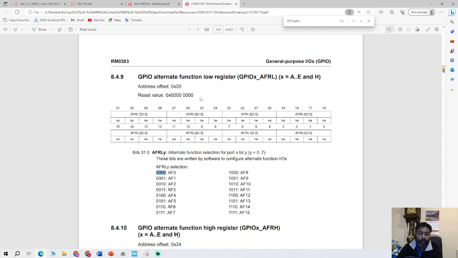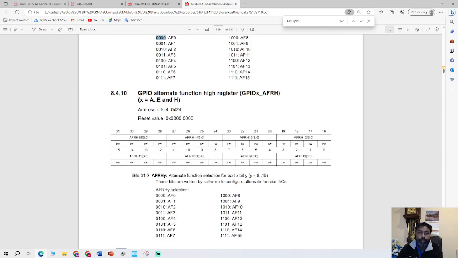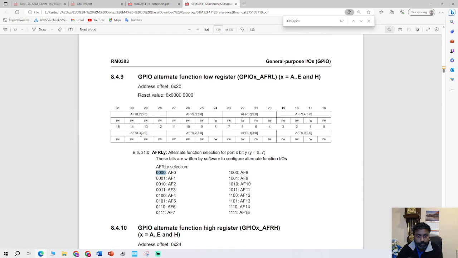Whereas when you use the high register, the offset is 0x24, and again you set the bits from 8 to 15. These bits are taken as alternate function high, 8, 12, 13, 14, 15. This is alternate function low at 0, 1, 2, 3, 4, 5, 6, 7.